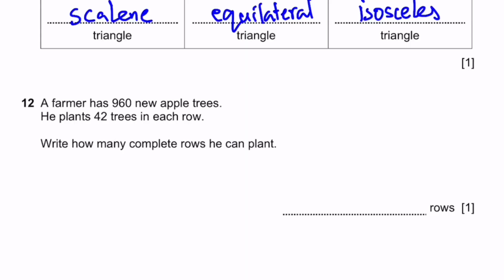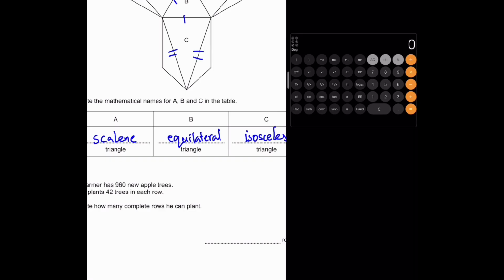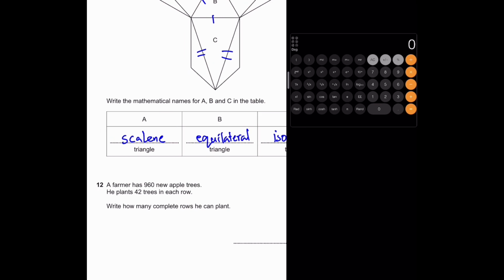Question 12. A farmer has 960 new apple trees. He plants 42 trees in each row. Write how many complete rows he can plant. Let's get our calculator out. Okay, so 960 apple trees and 42 in each row. That means we need to divide 960 by 42. 960 by 42 is equal to 22.857, and it goes on.